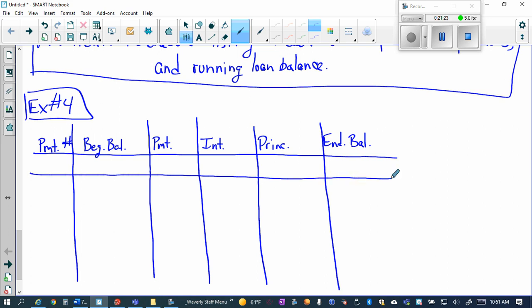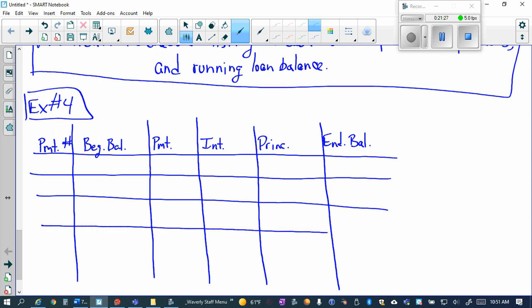I will do 3 months worth. And that'll be enough, hopefully, for you to get the idea, but not have to go through and do the whole thing. So payment 1, payment 2, payment 3. Okay. So for payment 1, our beginning balance is what they borrowed, okay? And that's the $300,000.